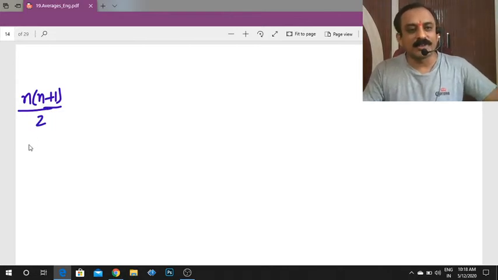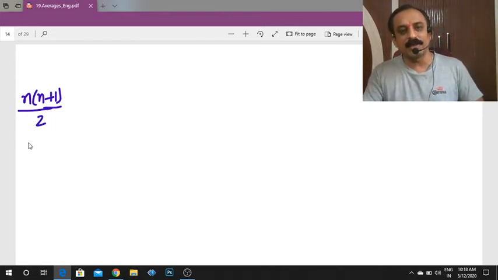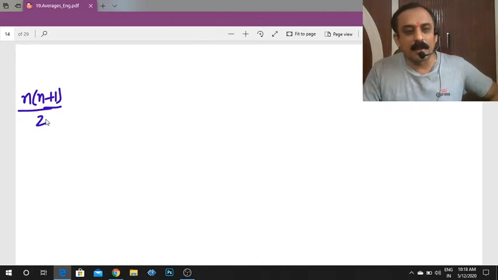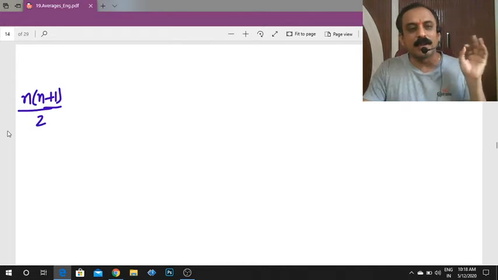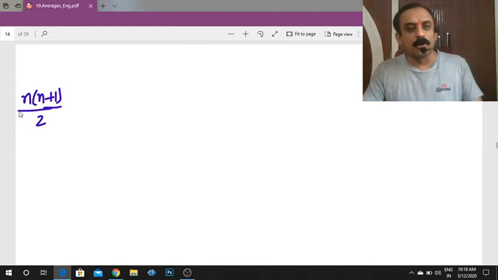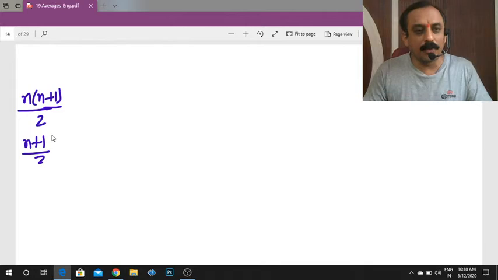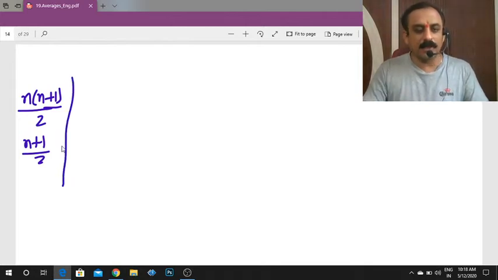The average of first n natural numbers. What is the meaning of average? Sum of observations by number of observations. Number of observations is n. So n cancels, which means just remove the n in the numerator. The sum of first n natural numbers is n into n plus 1 by 2. The average is the same formula, but with one n cancelled in the numerator: n plus 1 by 2.